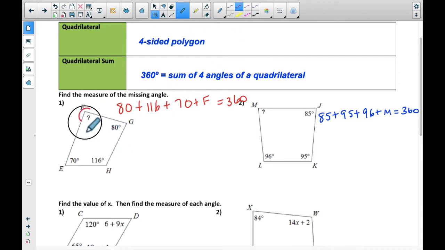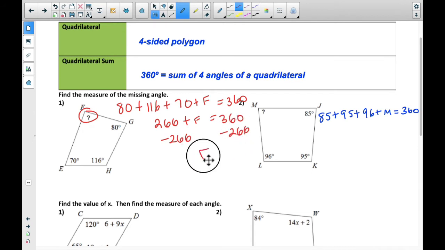To find our missing angle, we would add 80 plus 116 plus 70 and subtract all of that away from 360. That's kind of what I did here. I just made it into an equation, but it's the same thing. If we add these together, we get 266, and then we subtract 360 minus 266, and that will give us our answer. This comes out to be 94 degrees. Now I just called it F because it was F in the picture. You can call it X or whatever you want, but I just called it F because of that.